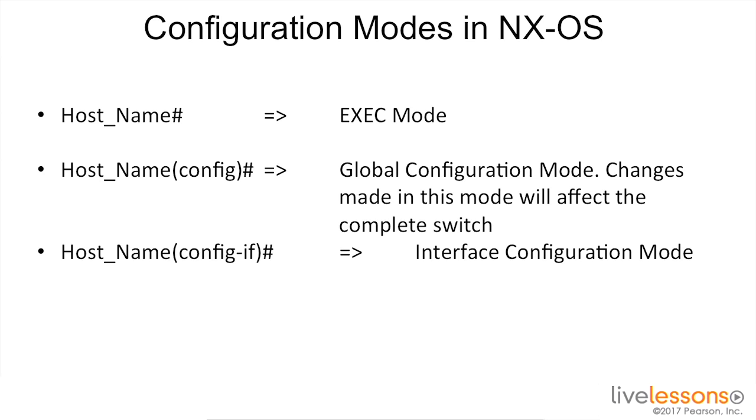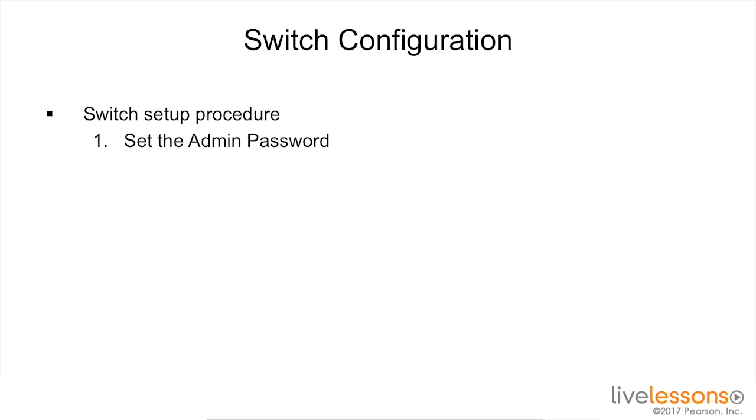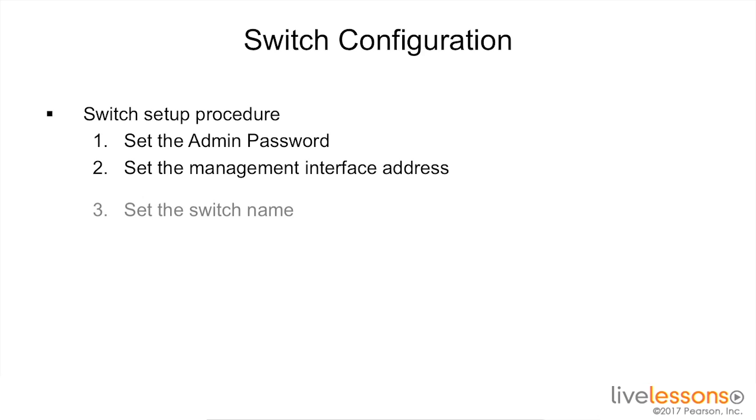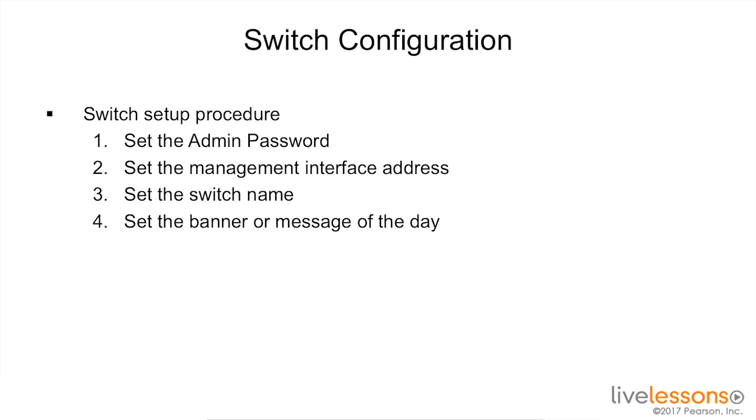For now, these are the different steps we're going to run through in our switch configuration. The first thing we're going to do is go through a switch setup procedure. Normally in the switch setup procedure, you set the administrative password first, you go through some other steps, and then you set the management interface address, the switch name, and possibly even a banner message or a message of the day, and that is a message that people see when they initially connect to the switch.